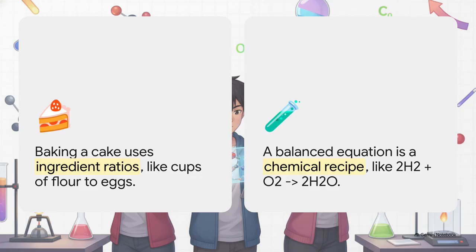Think about baking a cake. You know that to get it right, you need really specific ratios, right? Like maybe 2 cups of flour for every 3 eggs. Because, let's be real, nobody wants a cake that's literally all egg. Well, a balanced chemical equation, like the synthesis of water we're looking at right now, is exactly the same thing. It is essentially a chemical recipe. 2 molecules of hydrogen gas react with 1 molecule of oxygen gas to produce 2 molecules of water. It is all about those perfect ratios.